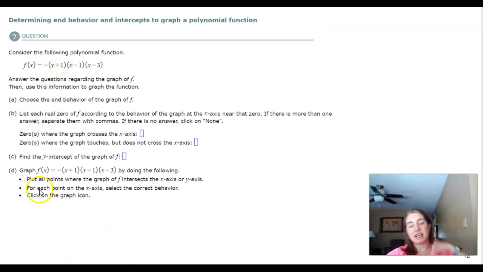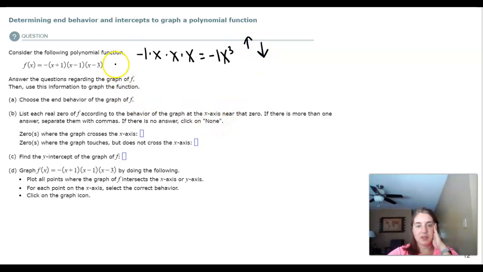Okay, so it gives us a graph here and it's asking us to find various parts of it. It says choose the end behaviors of the graph. So I'm going to take my leading coefficient, negative 1 times x times x times x, gets me negative 1x to the third. If I think about my chart, this is up and down. So that's part A.